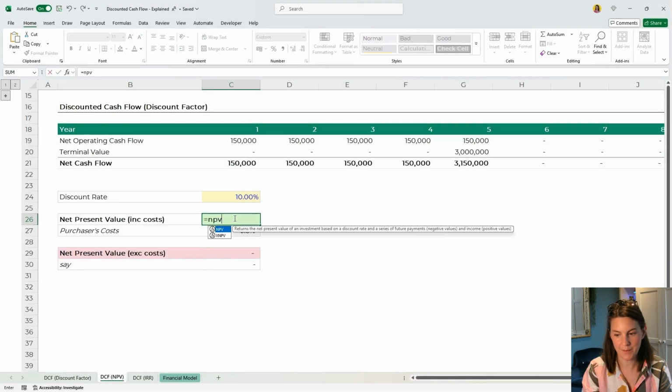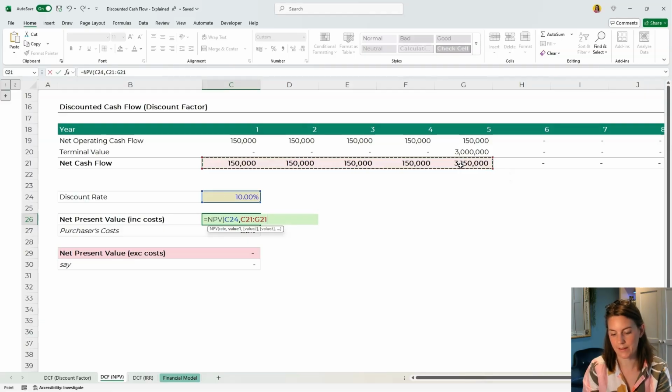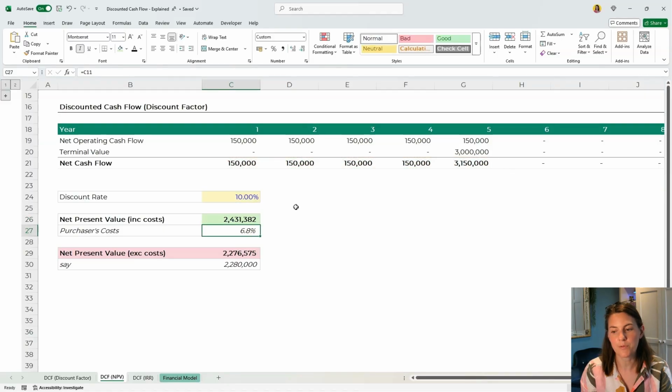In Excel, we can also use the inbuilt NPV function to calculate the net present value of the cash flows without having to individually discount each cash flow. To do this, we use the NPV function using the discount rate as the rate and selecting the cash flow line as the values. You'll see that if we apply the same 10% discount rate to the same cash flow, we end up with the same net present value and the same market value of $2.28 million.